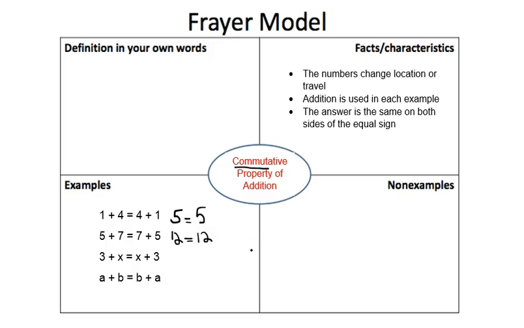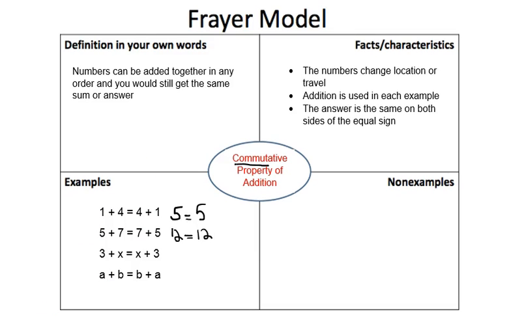So I always remember this property is that the numbers are changing location, but we still end up with the same sum. Go ahead, now pause the video again and try to come up with the definition of the commutative property of addition in your own words. What I came up with is numbers that can be added together in any order and you would still get the same sum or answer.